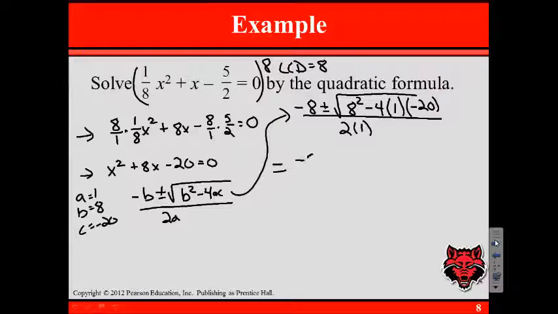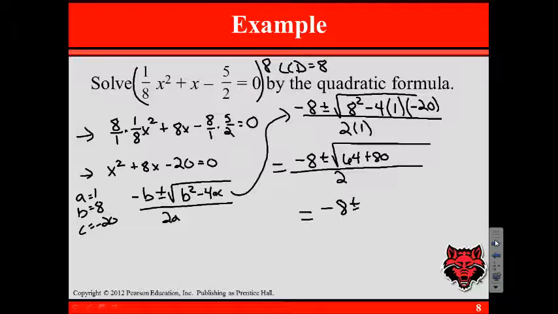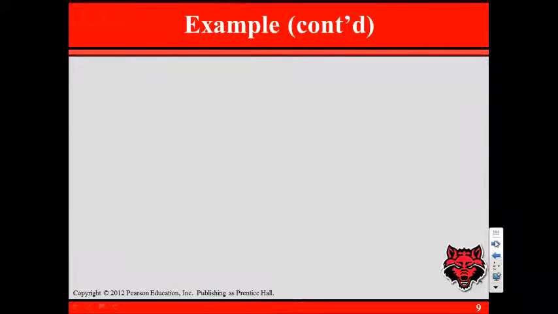This becomes negative 8 plus or minus the square root of 8 squared, which is 64. Negative 4 times 1 times negative 20 is a positive 80. All divided by 2 times 1, which is 2. We continue to clean up underneath the square root. Negative 8 plus or minus the square root of 144 all over 2. Let's go to the next slide and continue to break this number down.